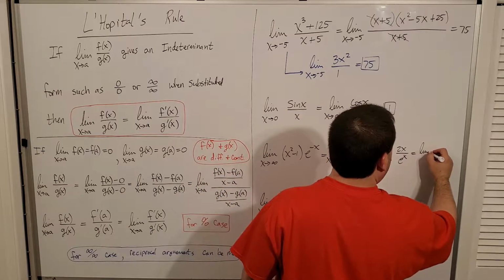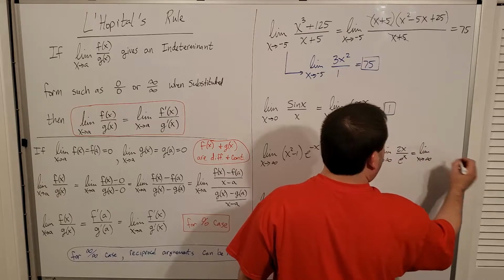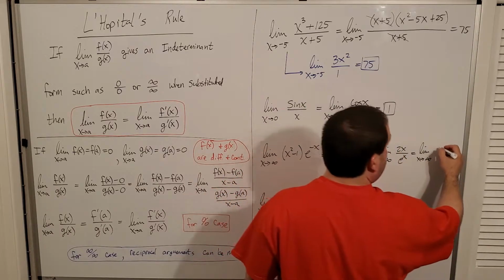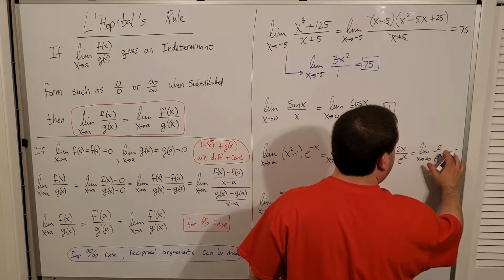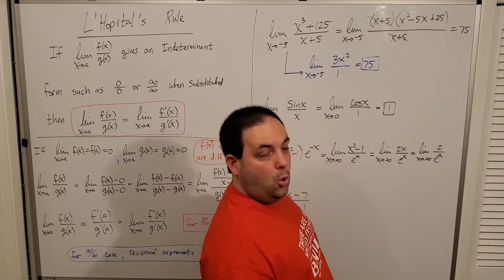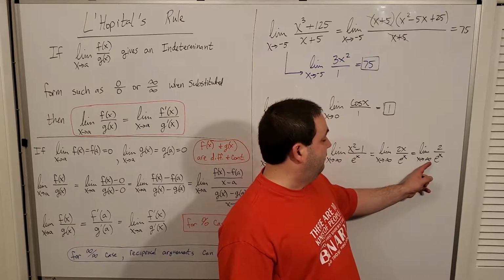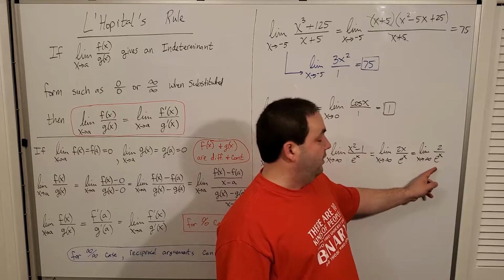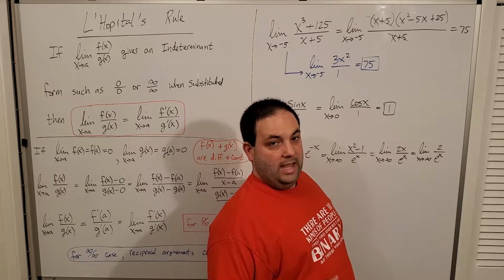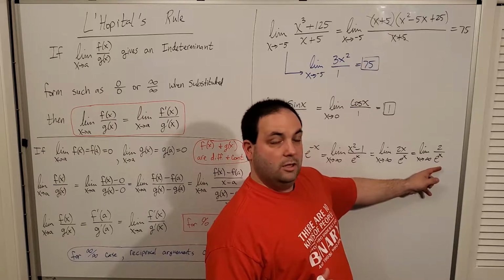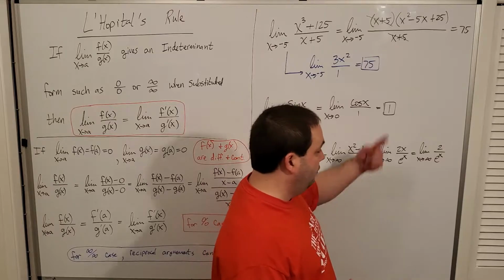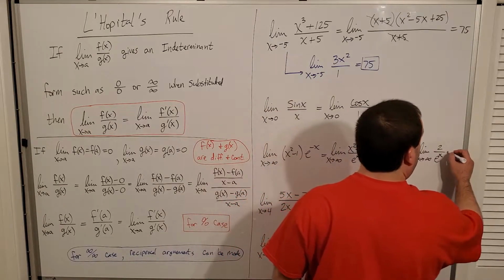The limit as x goes to infinity, derivative of 2x is 2, derivative of e to the x is e to the x. Now, the limit as x goes to infinity of a number over e to the x, we got that limit last time in the last lecture. Remember, we have the large exponential in the denominator. The whole limit is going to go to 0.